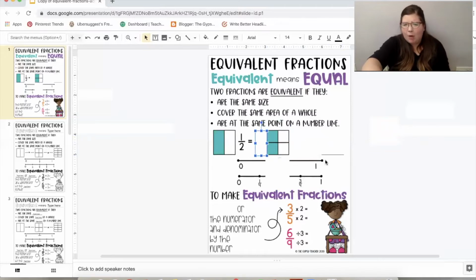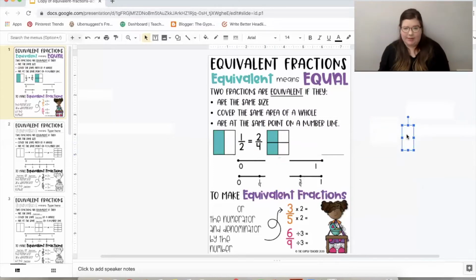How many parts are covered there? It still looks like 1/2 is covered, but now we drew another line. So how many boxes or how many squares are in that picture now? 4, right? And how many are colored? 2. Good. So we can say 1/2 equals 2/4. So if you need to write that, go ahead and write that down.